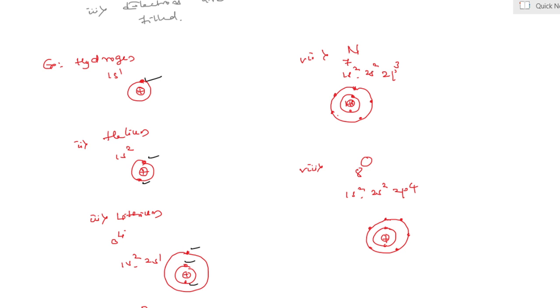Okay, take another example, nitrogen. Here the K cell has how many electrons? 2, and the L cell 5. Yes, in the K cell 2 electrons, and in the L cell 1, 2, 3, 4, 5. Okay, oxygen 8, here the K cell has 2 electrons and the L cell 6 electrons: 1, 2 in the K cell, 1, 2, 3, 4, 5, 6 in the L cell.